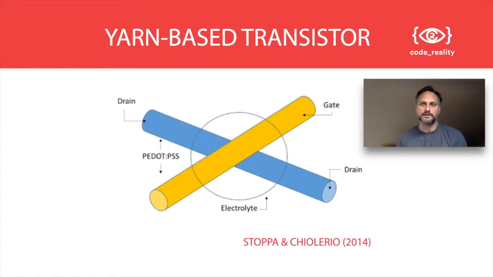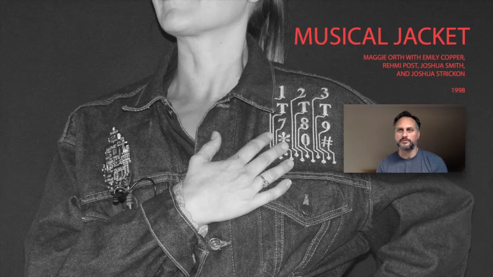Yarns can also be used to create transistors. So one of the most important electronic components, where you have a gate that opens the connection to the drain. These types of technologies allow us to create things like the famous musical jacket created by Maggie Orth, A Piece of History, where you would use embroidery patterns to play a musical instrument.